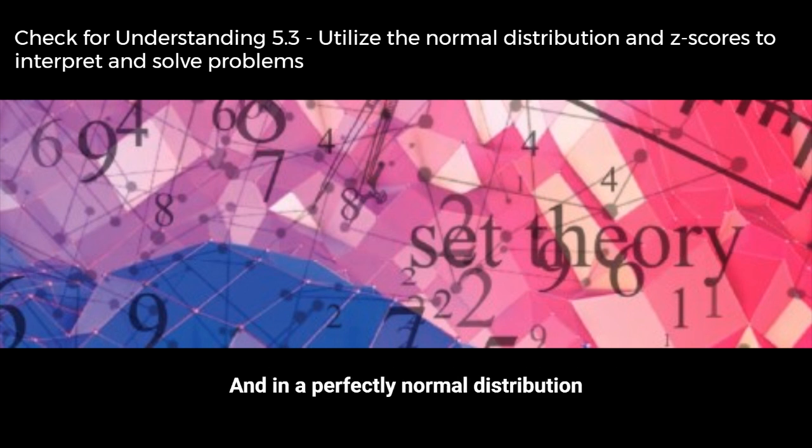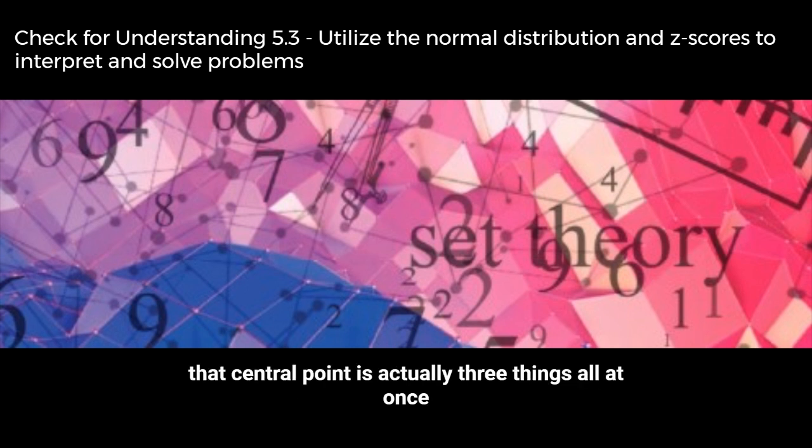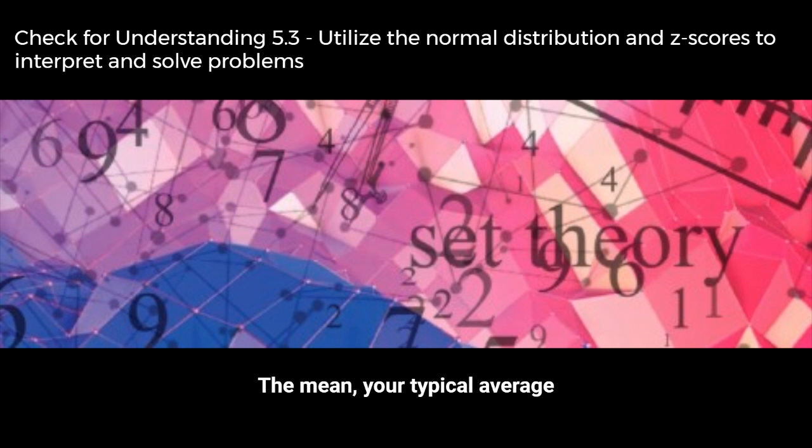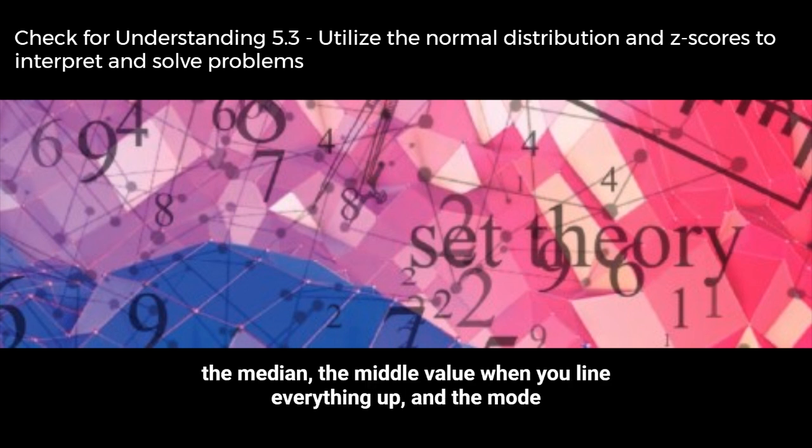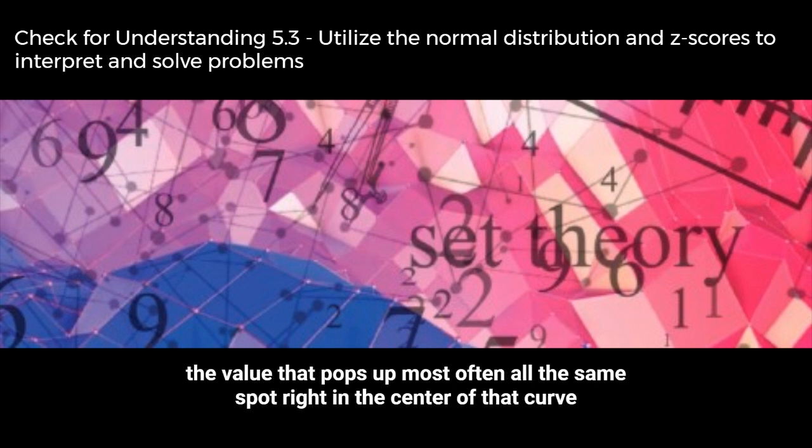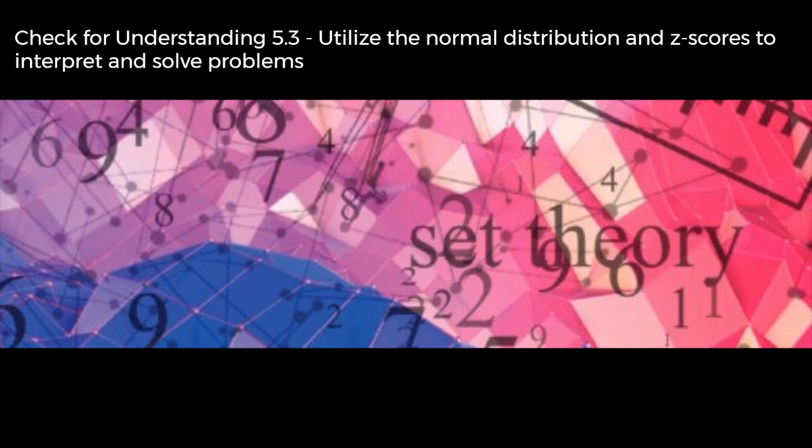Exactly. And in a perfectly normal distribution, that central point is actually three things all at once. The mean, your typical average, the median, the middle value when you line everything up, and the mode, the value that pops up most often. All the same spot, right in the center of that curve. Wow. Okay, so it's centered.